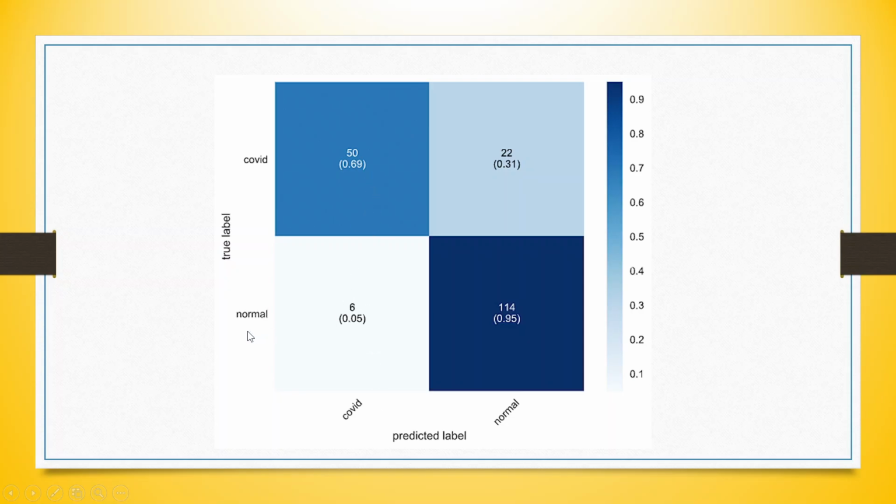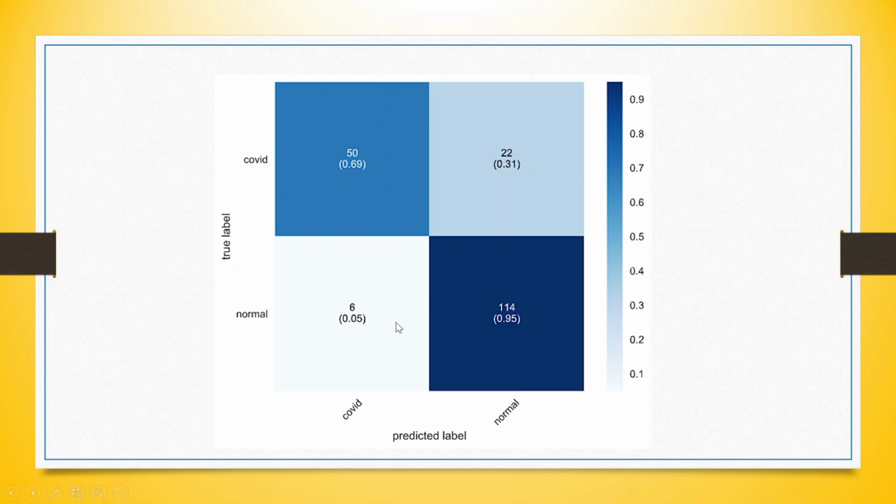Let's talk about the normal person. The person is not having any COVID and the kit also detected that the person is normal. So 114. These are also the cases which have been classified correctly. So 114 plus 50, 164 cases are such which have been classified correctly.